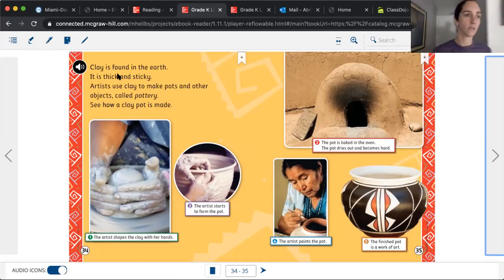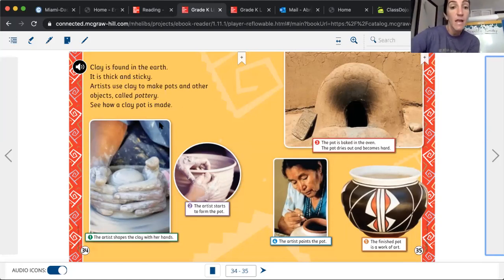Okay. I'm going to repeat this page. Clay is found in the earth. It is thick and sticky. Artists use clay to make pots and other objects called pottery. Pottery. See how a clay pot is made. 1, the artist shapes the clay with her hands. 2, the artist starts to form the pot. So you see how it's kind of looking like a pot there?